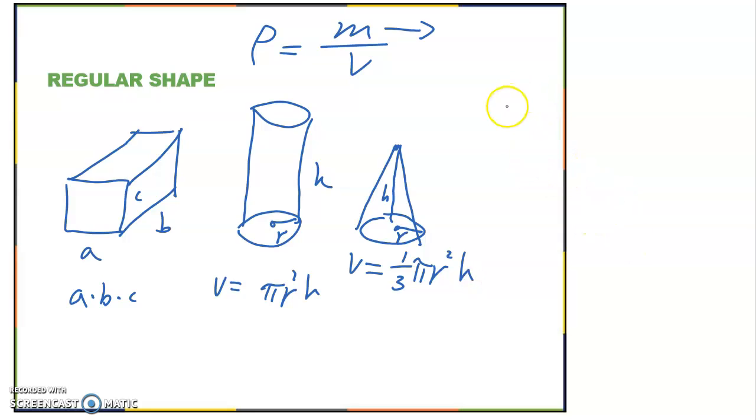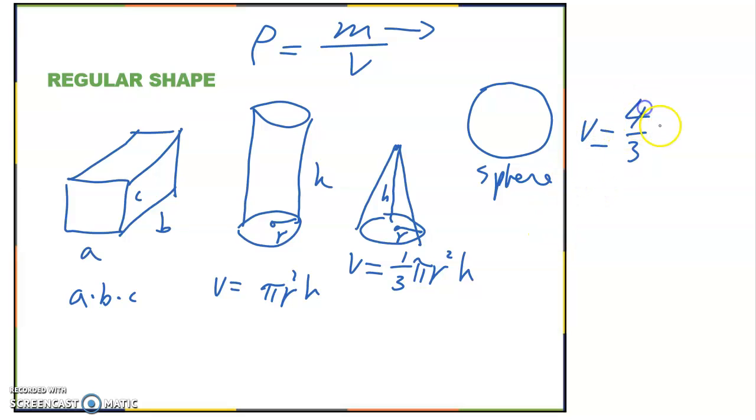If we have a sphere, the volume of a sphere is equal to 4/3 times pi R cubed. Okay, so these are the regular shapes that, when we measure the dimensions, we can actually calculate for the volume.